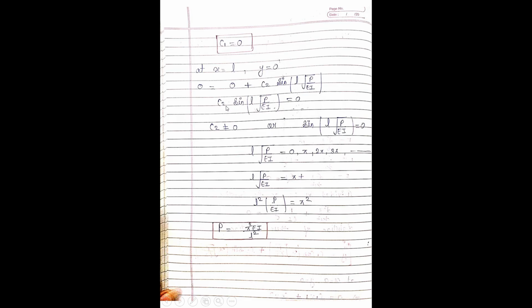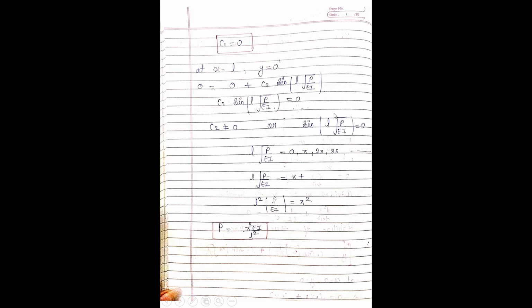Means either c2 equal to 0 or sin L root P upon EI equal to 0. But c2 cannot be equal to 0, because we know that y equal to c1 cos x root P upon EI plus c2 sin x root P upon EI. If c1 and c2 both are equal to 0, then y equal to 0, and that is not possible. So c2 cannot be equal to 0. Means sin L root P upon EI should be equal to 0.